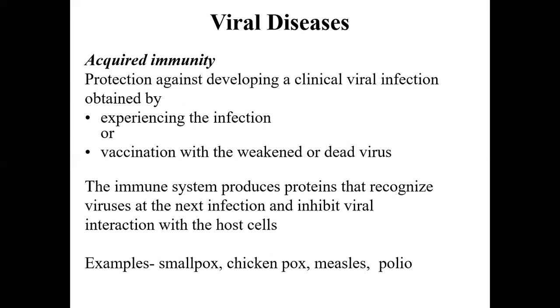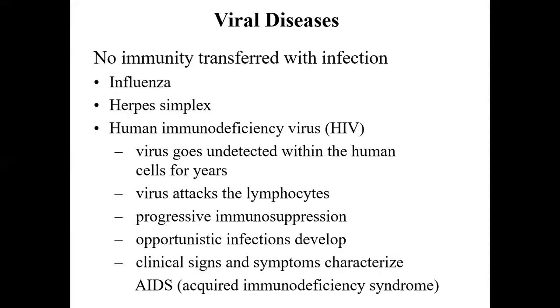Then lastly, we have antiviral drugs, for viral conditions like smallpox, chickenpox, measles, and polio. These conditions are not well treated because viruses inhabit the human cell, so you have to destroy the cell to destroy the virus. The key point about viral infection is that you concentrate on vaccination. There is no immunity transfer with infection in viral infections like influenza and herpes simplex, and in diseases like HIV, the virus goes undetected for many years.